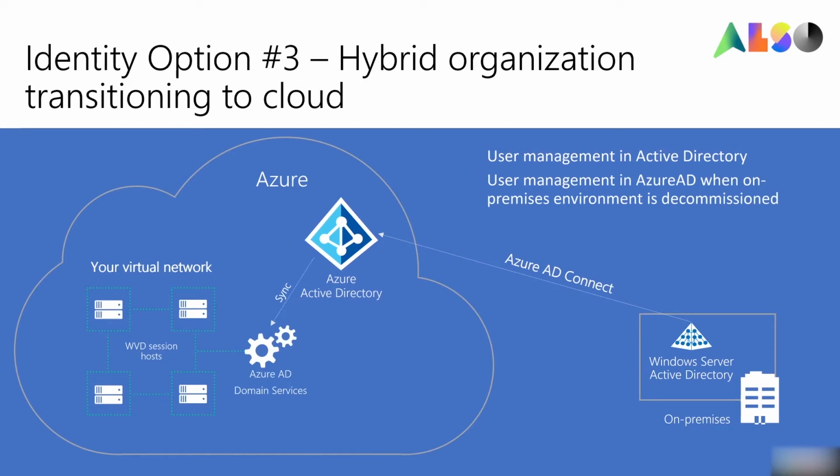Option 3 is the hybrid organization transition to cloud. What we do there is we transition the on-premises AD with AD Connect to Azure Active Directory and sync everything to the Azure Active Directory Domain Services. And we connect our host pools, the session hosts, to the Active Directory Domain Services.